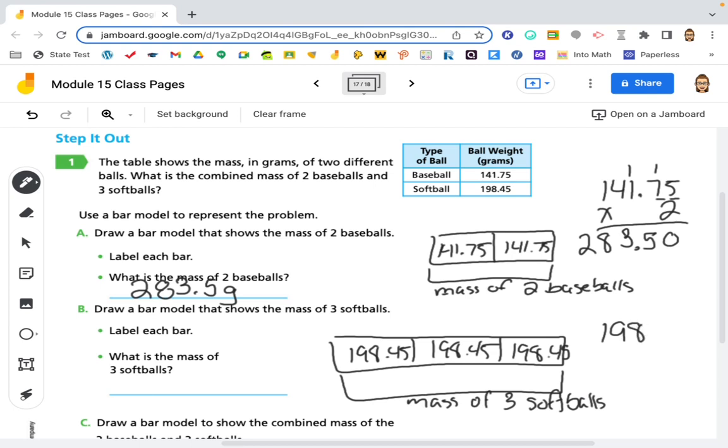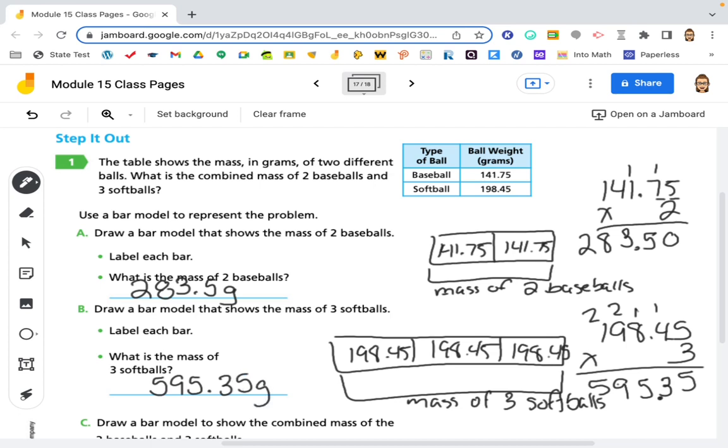So we multiply 198 and 45 hundredths times three. So we get 15. 3 times 4 is 12, plus 1 is 13. 3 times 8 is 24, plus 1 is 25. 3 times 9 is 27, plus 2 is 29. 3 times 1 is 3, plus 2 is 5. Then we have two decimal places. So I'm going to get 595 and 3,500 grams.